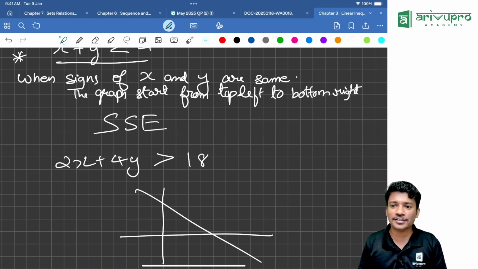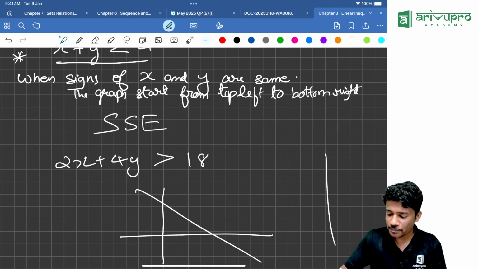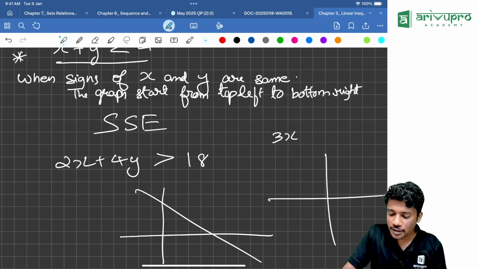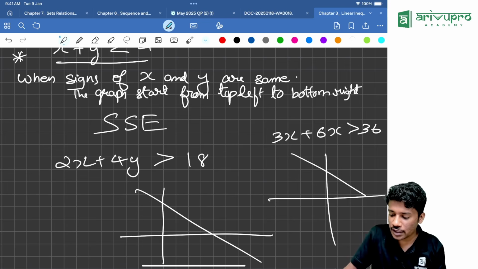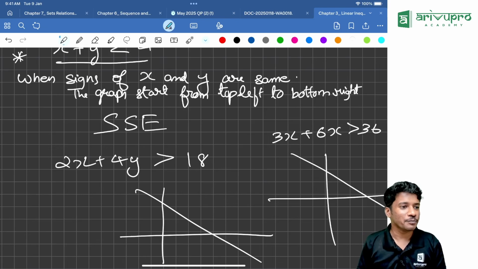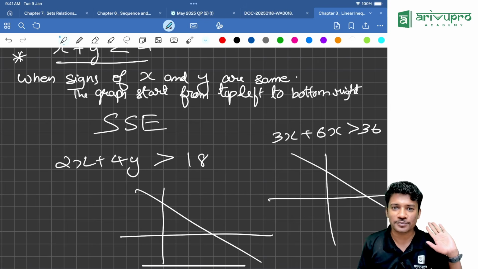No matter what, this is the graph. The graph won't change. Now, 3x plus 6y greater than 36. What is the graph? This is the graph. The graph is not going to change. That's all. Done. Khatam.